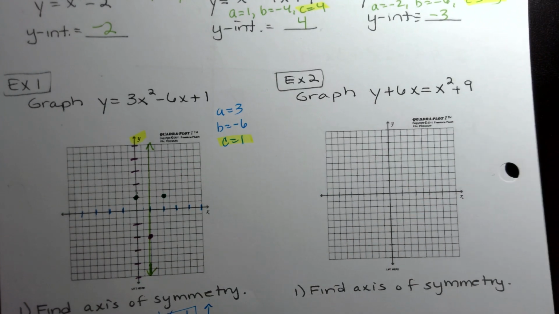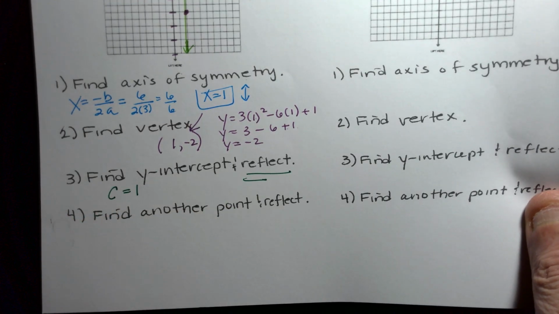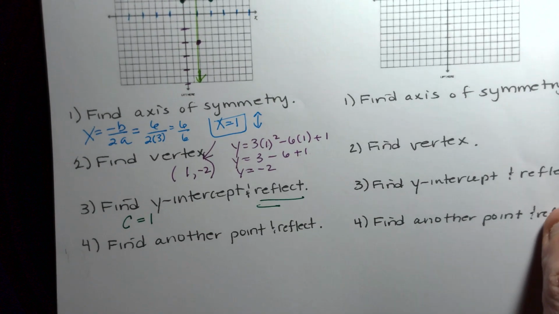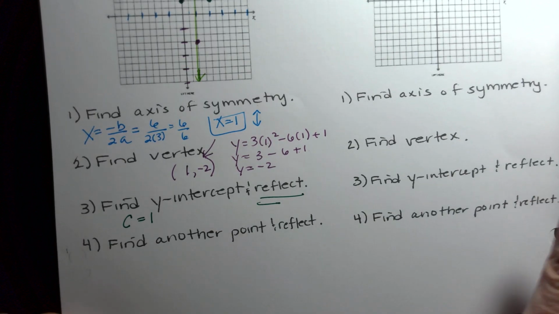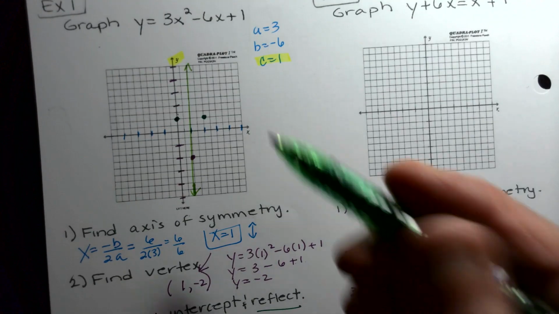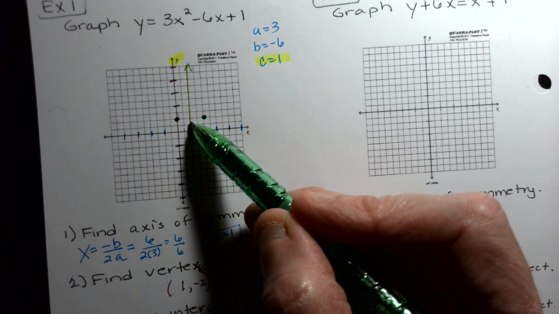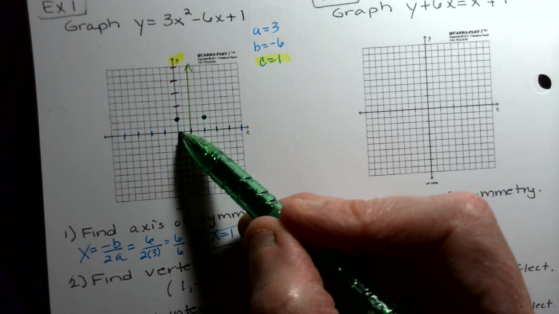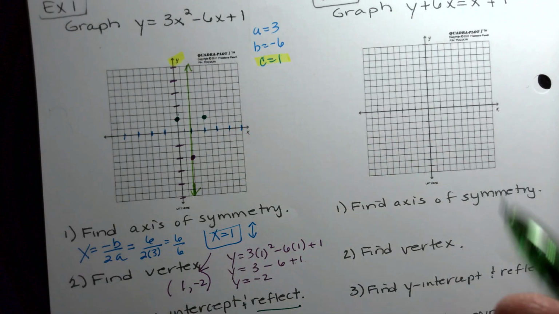Now we just have to do one more thing, and that last thing is to find another point and reflect it. So instead of doing an XY chart where you have to get 5 points, we just have to pick one more now. Deciding what point to pick depends. I look here and I already have 0, 1, and 2 covered. I'm going to do 3 because it's positive, and I'm just going to try it.